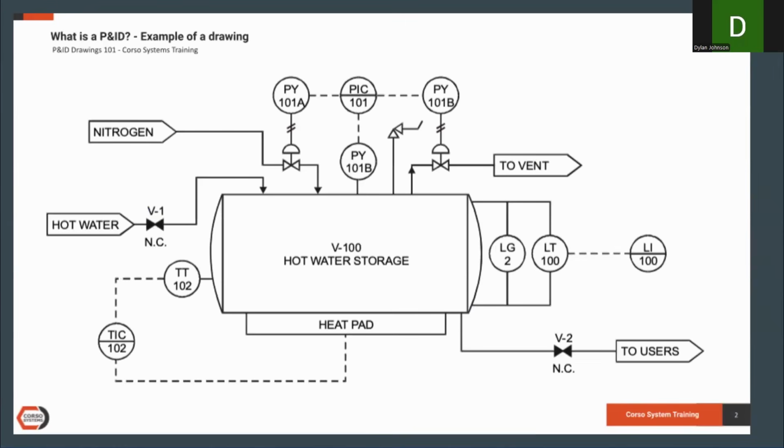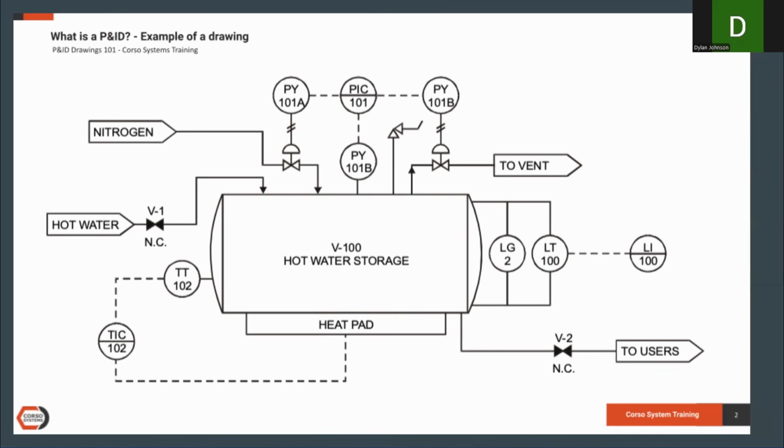Now, this is the P&ID we're going to focus on today. At first glance, it still looks complicated, but it's actually pretty manageable. There are two inputs, two outputs, and everything revolves around this central piece of equipment, a hot water storage vessel. We're going to break down how material enters this vessel, how it leaves, and how we measure and control what's happening inside.